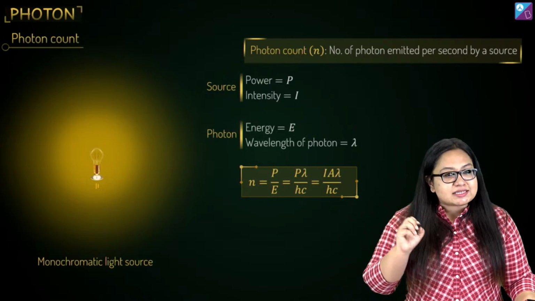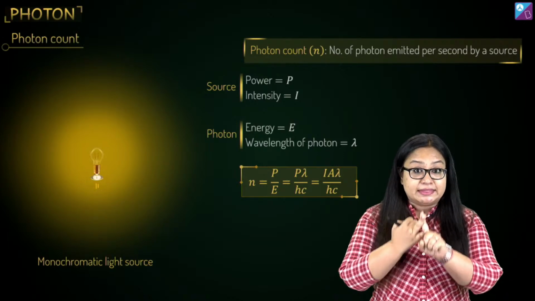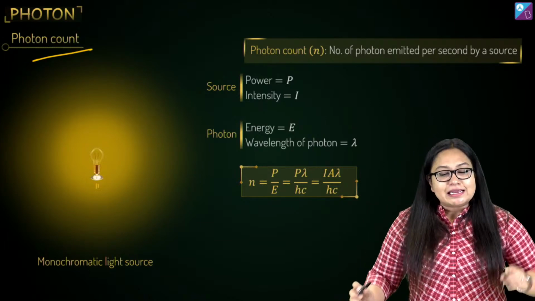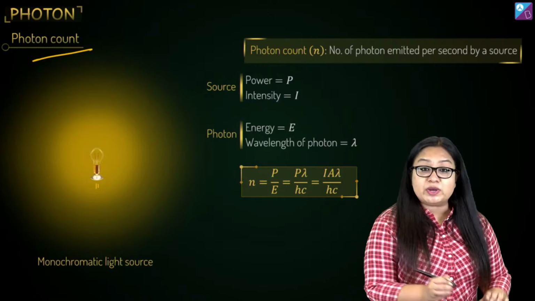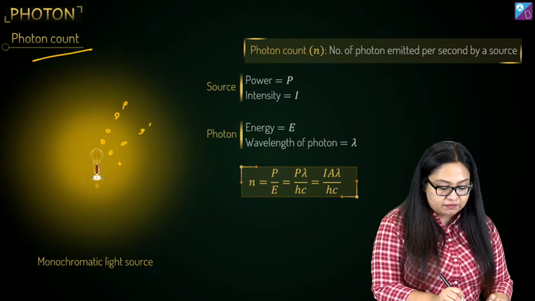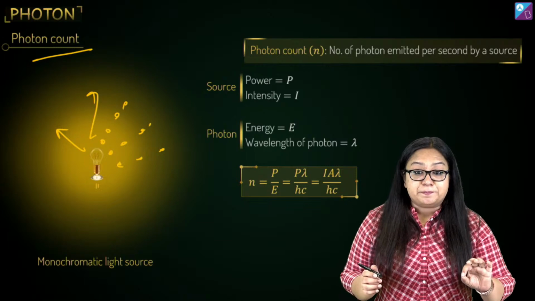So just now we looked at the energy of a photon. We looked at the momentum of a photon. Now we are going to look at photon count. Or rather, think about it this way. If I know that there is a source of light which is giving out light in the form of energy packets, all of these energy packets, this is how the light is coming out.